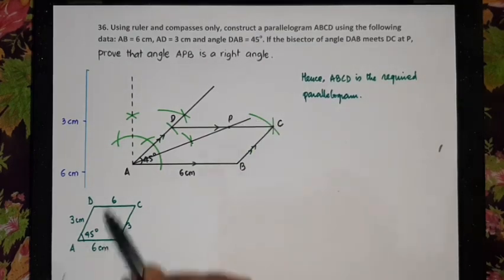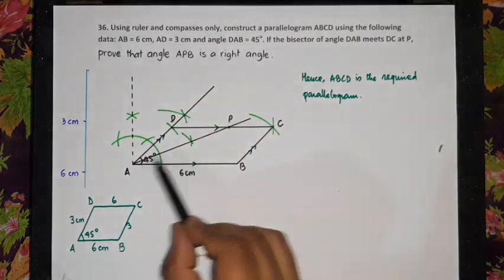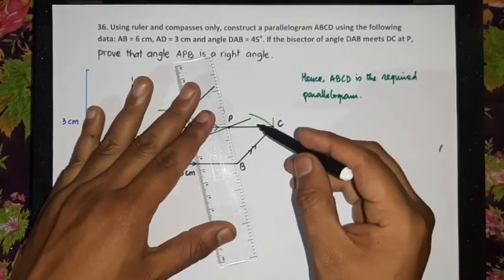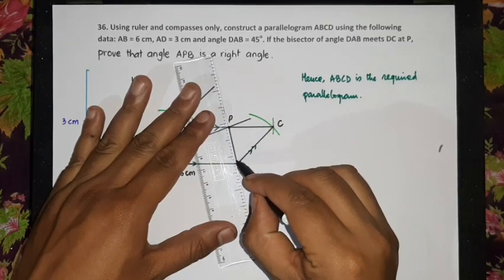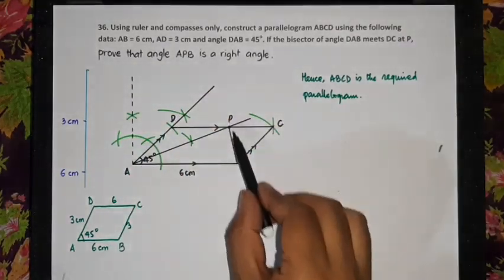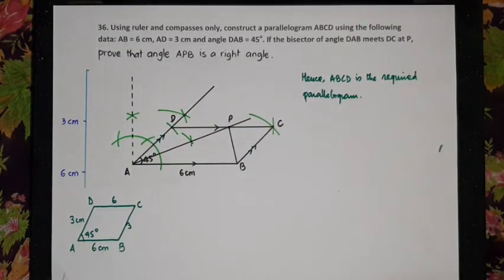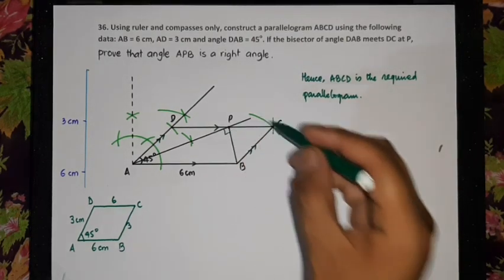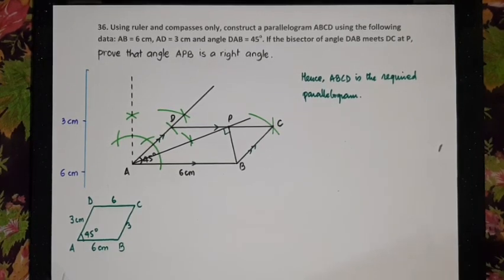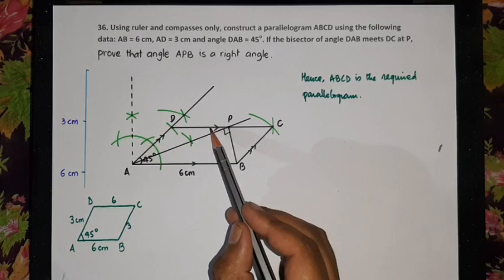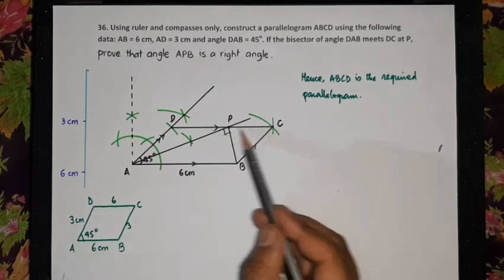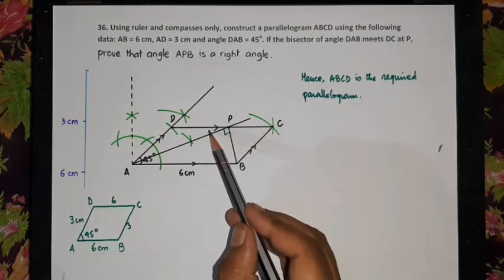Okay, question says, prove that angle APB, that means I need to join this as well. So let me join that also. So after joining I'm getting this much, right? So we need to prove that APB, that is this angle, is a right angle. That is, I need to show that this is equal to 90 degrees. Now if you see here carefully, this angle, this angle, this angle, and this angle, if I add them I'll get a straight line, right? So let us quickly write this.